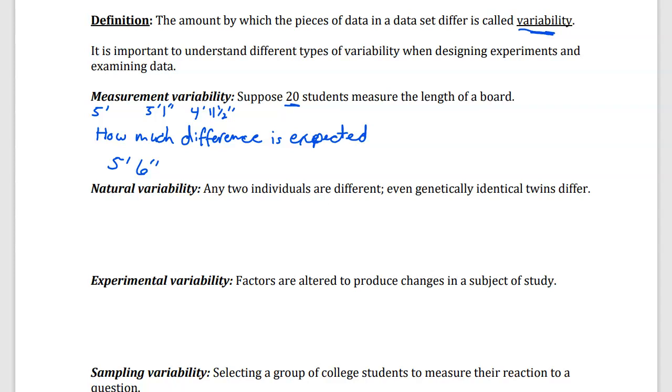There is what we call natural variability. Any two individuals are different. Even genetically identical twins differ. They differ in the way they act. They differ in their intelligence. And in all honesty, you can tell there's a slight difference in their looks. So there is a natural variability. Variability between 2 trees, variability between siblings, that type of thing.